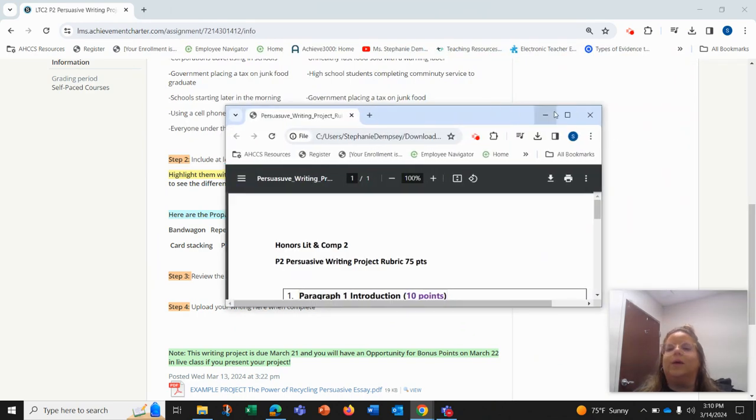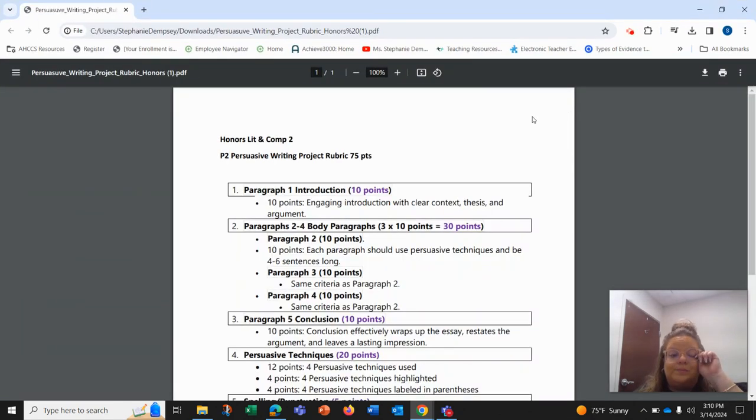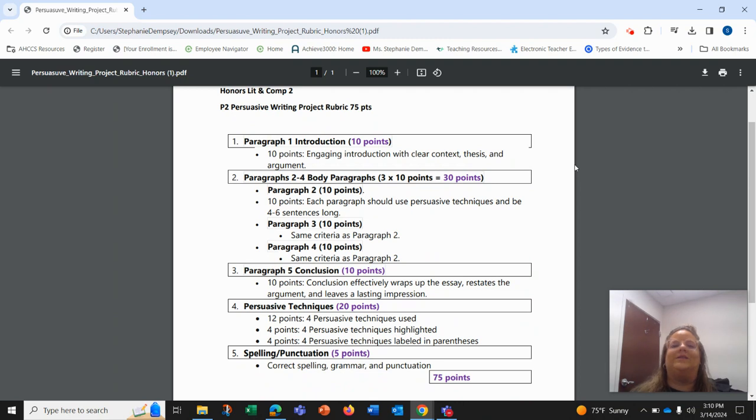Lastly, I'd like to look at our rubric. So this project is worth 75 points. You will be graded as follows. Paragraph 1 is your introduction, worth 10 points. That is an engaging introduction with a clear context, thesis, and argument. Paragraphs 2 to 4 are your body paragraphs. They are worth 10 points each for a total of 30 points.